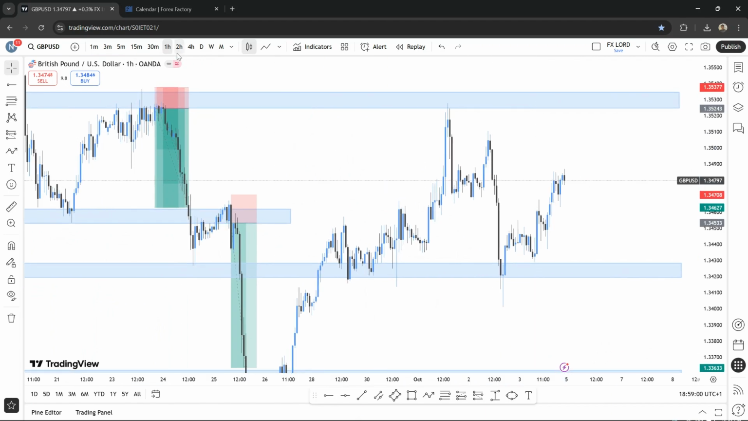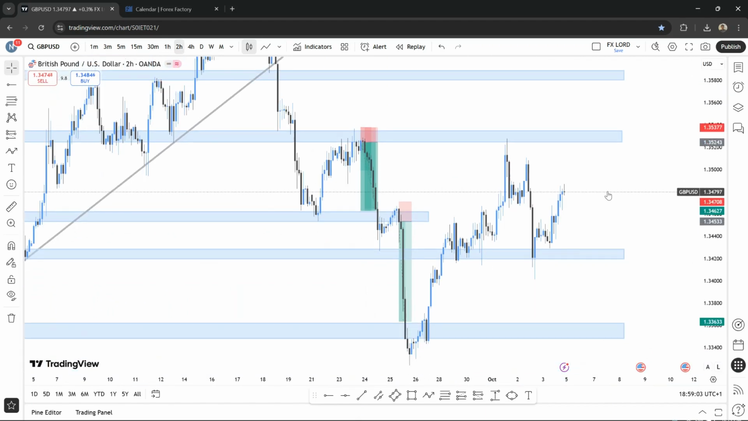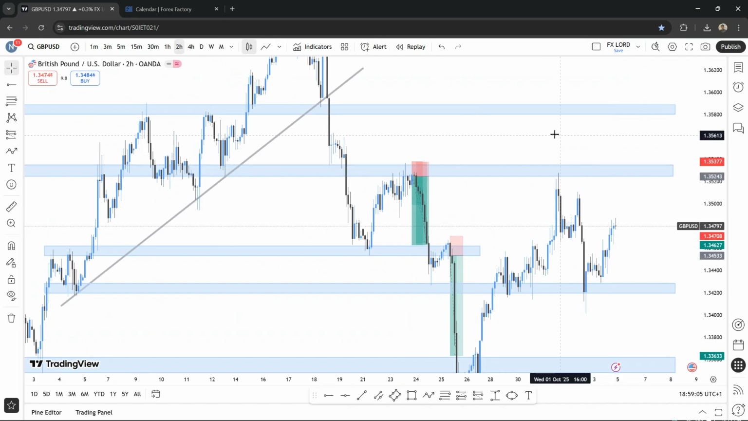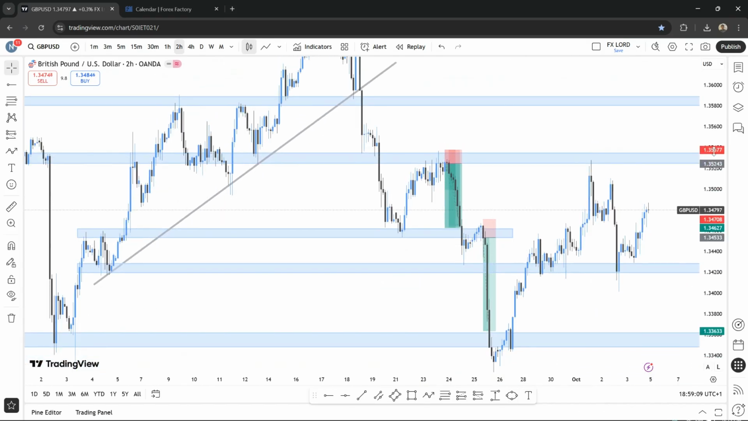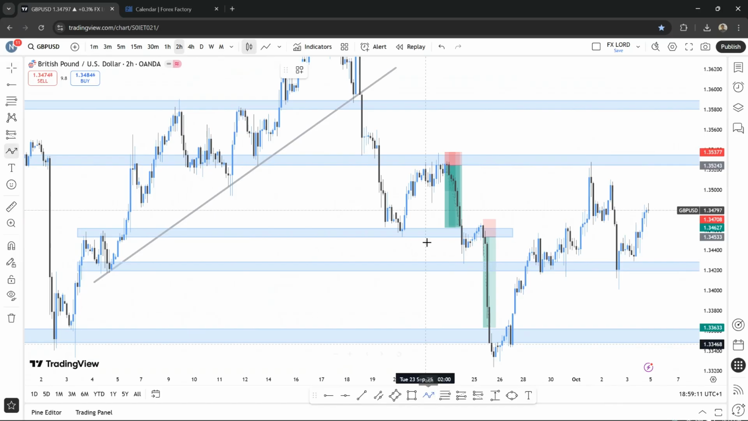Now let me go to the 2-hour time frame and show you what I have been doing on GBPUSD so far. I've been trading GBPUSD right from these levels, right from this zone up here. I've been trading it down. When I sold here, I saw the confirmation, the bearish breakout, and I held the sell. I entered at this level and held it down to this level before I exited the market.